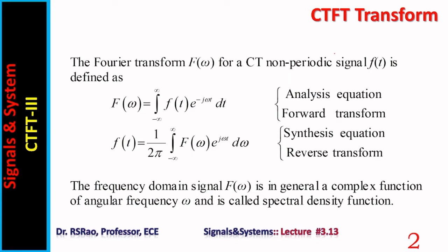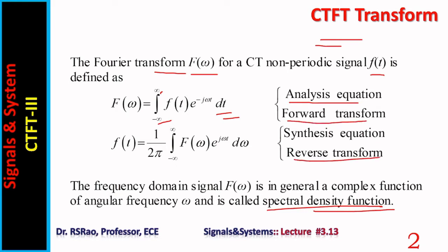Before going to finding the transforms, let us consider the transform definition, the CTFT definition. The Fourier transform F of omega is called the spectral density function. For a CT non-periodic signal f of t, F of omega is integral minus infinity to plus infinity f of t e power minus j omega t dt. It is the analysis equation, also called the forward transform. The reverse transform is also there: f of t is equal to 1 by 2 pi integral minus infinity to plus infinity F of omega e power j omega t d omega.